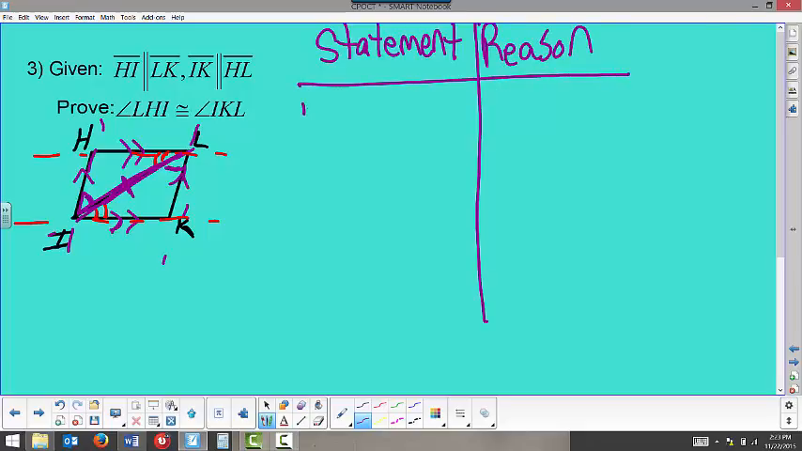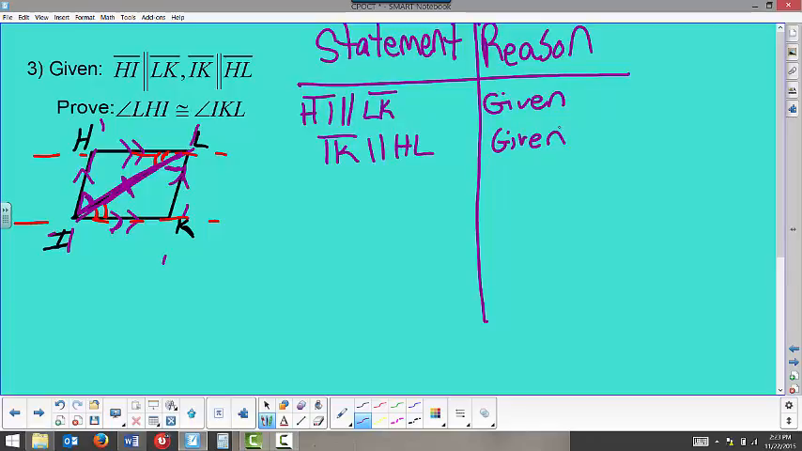I start with my givens. HI is parallel to LK, given, and IK is parallel to HL, also given. Those two sets of parallel lines give me that angle HIL is congruent to angle, and I want to stay consistent, so I'm going to go KLI.